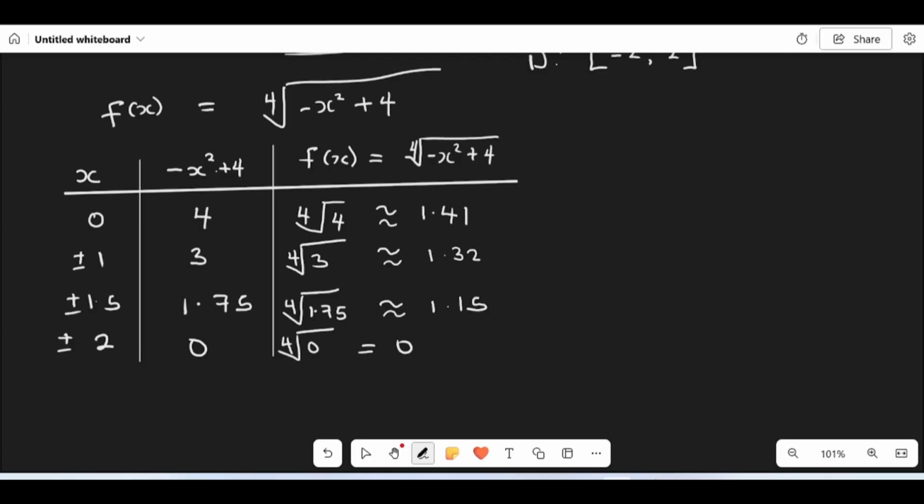So our range is square bracket 0, which is our minimum, and our maximum is this fourth root of 4 close square bracket, or it can be written as 0, 1.41 close square bracket.